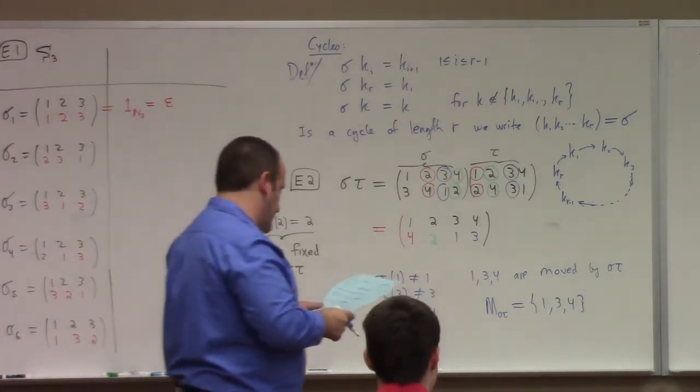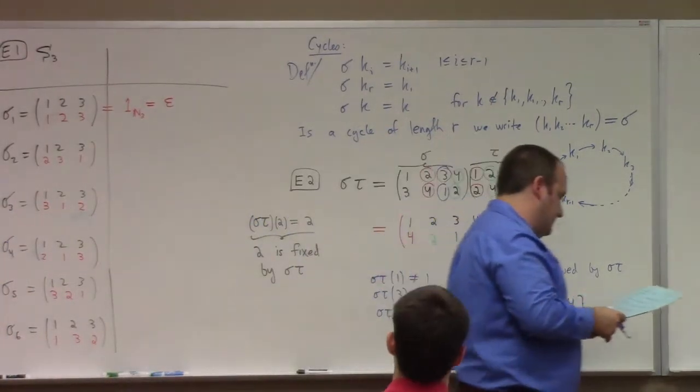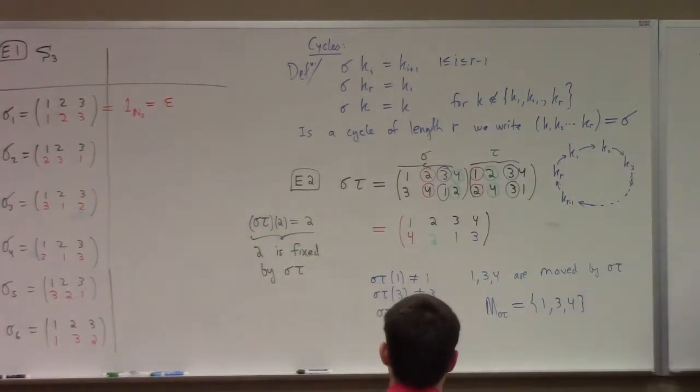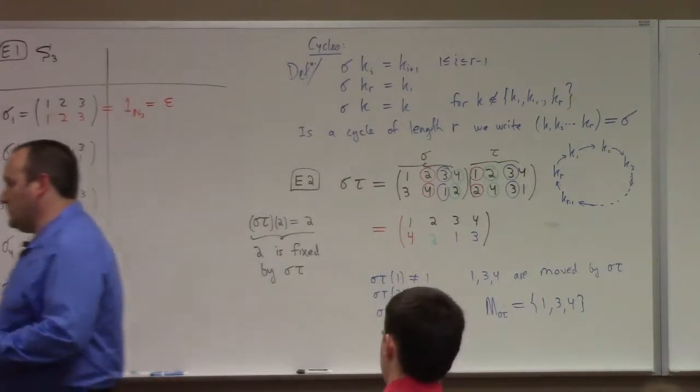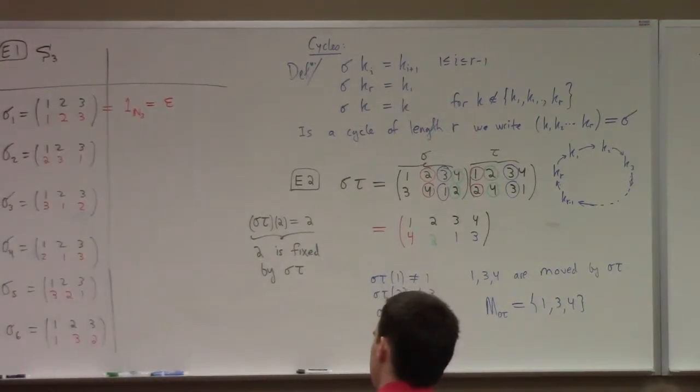So this is a more compact notation for permutations. And some things get much easier. In cycle notation, if you want to find the inverse of the permutation, you just write the cycle in opposite order.